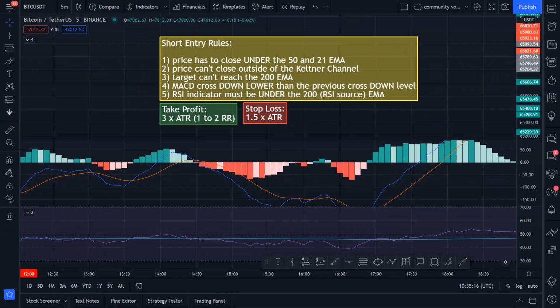Here are the rules for a short entry. For a short entry, the price has to close under all the 3 EMAs. The price can't be outside the Keltner channel. The target can't reach the 200 EMA. The MACD needs to cross down on a lower level than the previous cross down. And finally, the RSI indicator must be under the 200 RSI source EMA. The take profit and the stop loss placement are going to be the same. Now let's see an example.